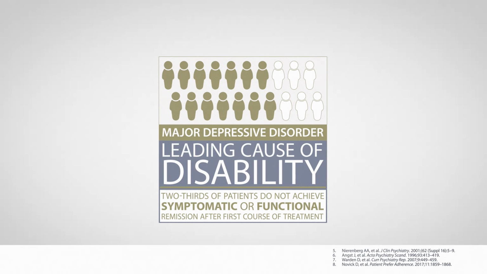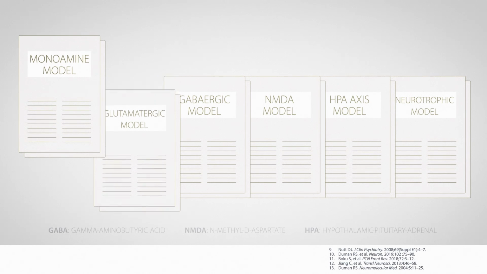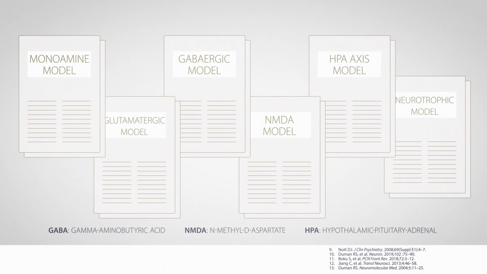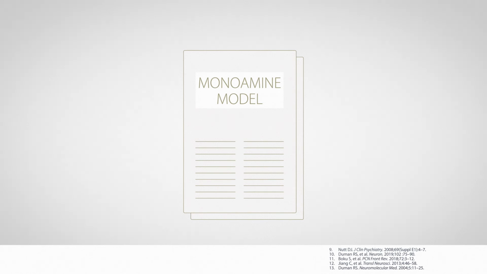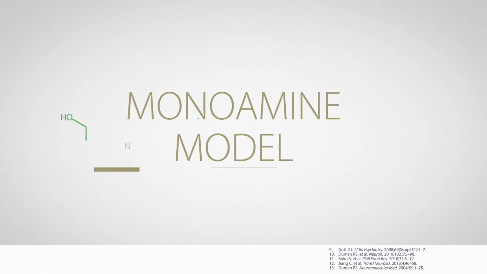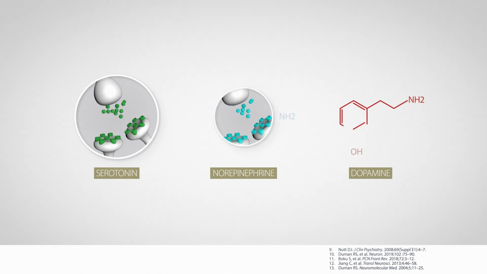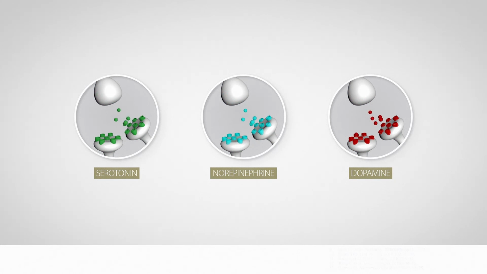Current therapies can be effective, but for many patients their first course of treatment does not help them achieve symptomatic or functional remission. Several hypotheses have been put forward to explain the pathology of MDD, including the monoamine, glutamatergic, GABAergic, NMDA, HPA axis, and neurotrophic models. The monoamine model, for example, proposes that depression is caused by an overall functional deficit of transmitters, such as serotonin, norepinephrine, or dopamine. The monoamine model is the basis of many treatment options for MDD.